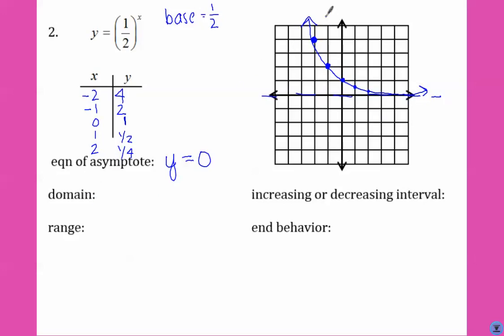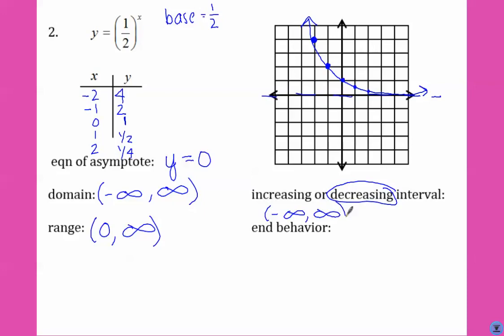So domain, we still have an arrow on the left and an arrow on the right, so our domain is -infinity to infinity. Our range is everything above 0, so 0 to infinity. Remember to do a parenthesis because we can't touch the asymptote. This interval, if we start on the left and move to the right, it's always decreasing, and it's decreasing everywhere, so negative infinity to infinity.